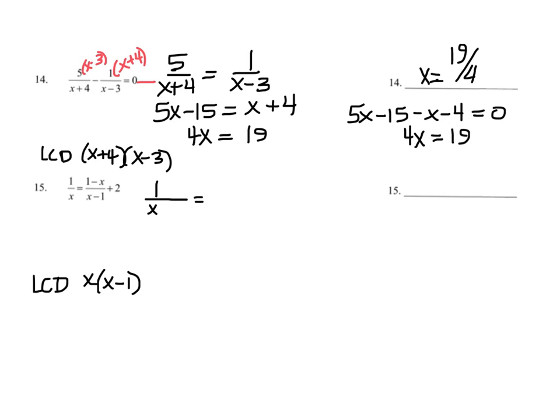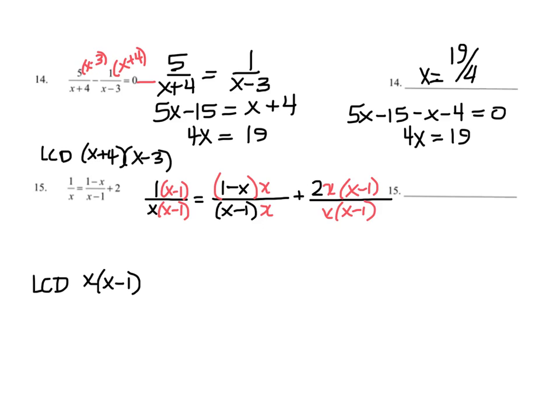So what I have is, and the first fraction is missing the x minus 1. The second fraction is missing just the x. The third fraction is missing the x and the x minus 1. Now that I have a common denominator, x(x minus 1), x(x minus 1), x(x minus 1), I can just concentrate on the numerator.